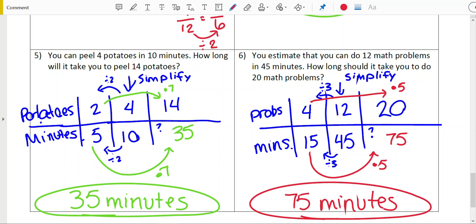All right, so all ratio tables are doing is working with those fractions or ratios using multiplication or division to manipulate them into what you need them to be.